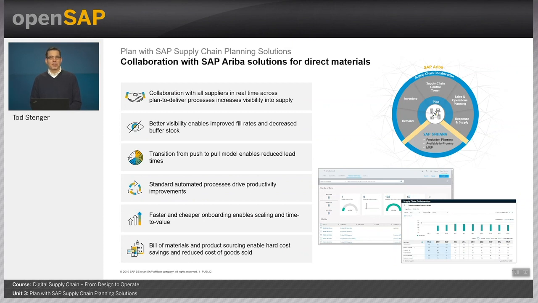Using these models for direct procurement allows you to model bills of materials, sourcing, and supplier commitments to enable hard cost savings. All of this is supported by the Ariba network that many suppliers are already using, which means that you get fast onboarding and robust functionality.